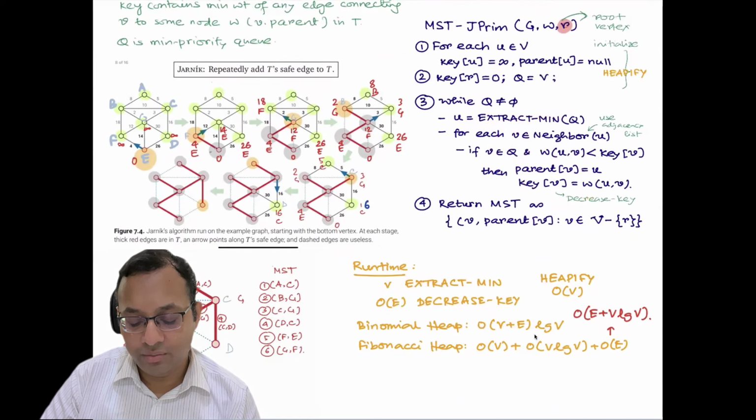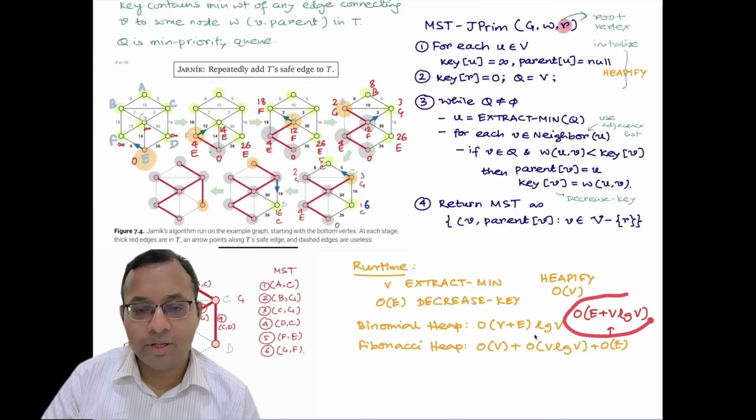Whereas in Fibonacci heap, you can do it much faster. Decrease key operation, you can do in constant time. So you get order V plus order V log V plus order E, which is roughly order E plus V log V.